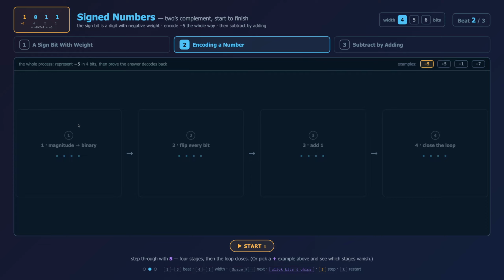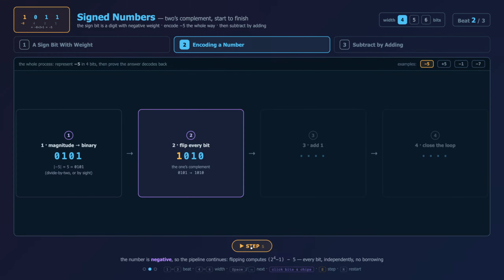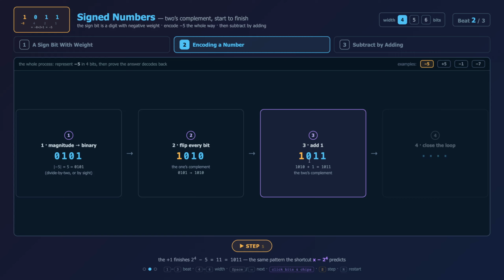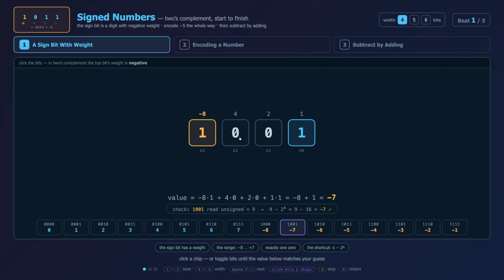So our process is to, first of all, take the magnitude of that number. So 0, 1, 0, 1 is 5. Okay, then we flip every bit, and then we add 1. Okay, so that's what we get here. And that takes us back to what we had when we started with this discussion. We had 1, 0, 1, 1, or minus 5. Okay, so that's the number.